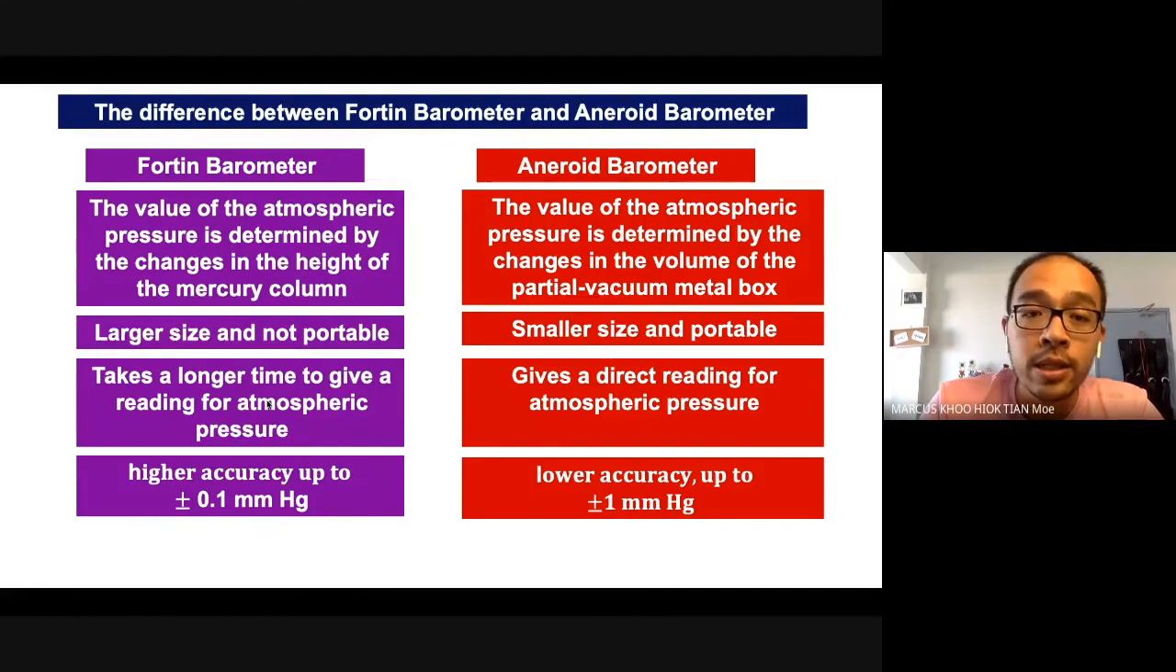Of course, in terms of safety, the aneroid barometer is much safer because it doesn't have mercury. The Fortin barometer has mercury, and if you get mercury poisoning, it's a very big deal. It's not a good thing.